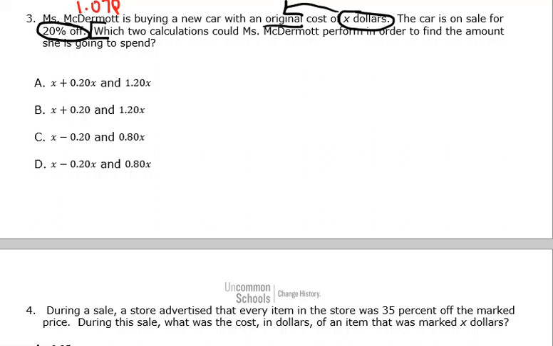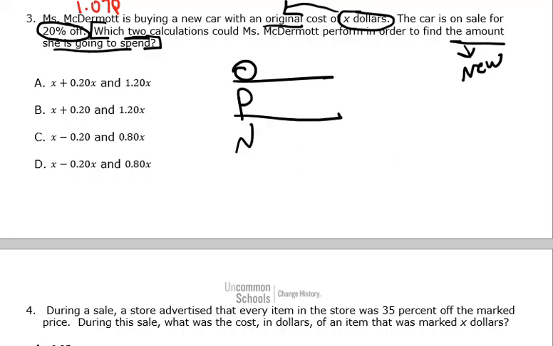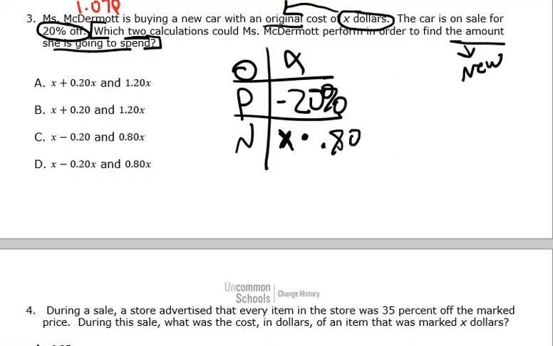Which two calculations, so I'm looking for two calculations, could Miss McDermott perform in order to find the amount she is going to spend? Okay, so the amount she is going to spend is going to be our new. All right, so I'm going to put my OPN chart here. My original is X. My percent is minus 20%. And my new is going to be, I could either do X times 80%, so 0.80.